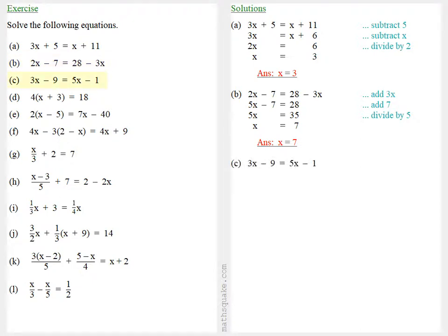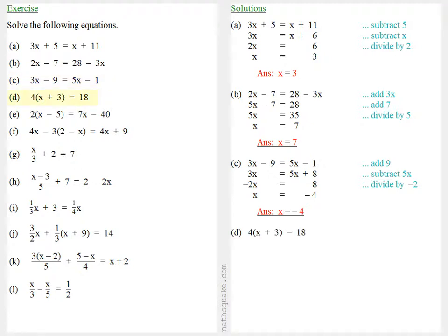In question C, we have 3x minus 9 equals 5x minus 1. Now we can eliminate the minus 9 on the left-hand side by adding 9 to both sides. And that gives us 3x equals 5x plus 8. If we subtract 5x from both sides, we get minus 2x equals 8. And if we divide by minus 2, we get x equals 8 divided by minus 2, which is minus 4. So our solution is x equals minus 4.